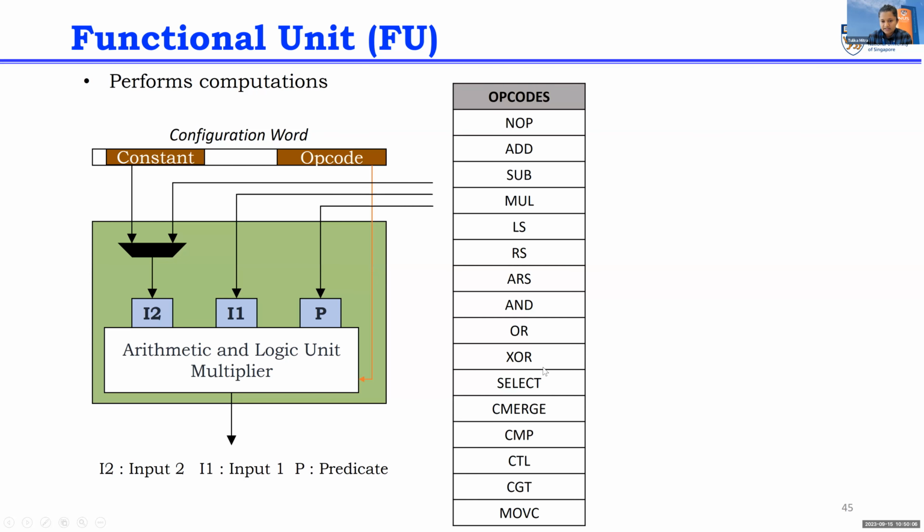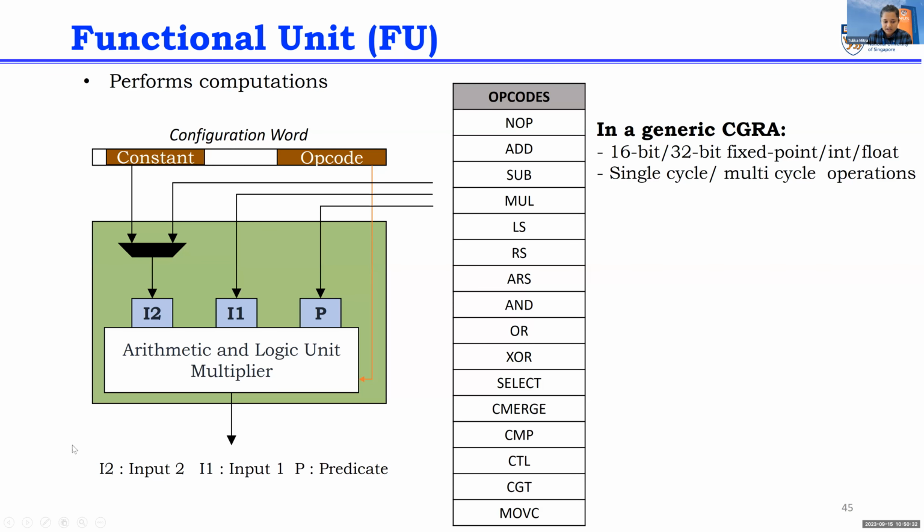The table shows a list of opcodes. It comprises very common opcodes like addition, multiplication, some logic operations, comparators, and all. So various designs have various configurations. They choose to be 16-bit, 32-bit, 64 bits, either fixed point, int, float. So it's all depending on their requirement. And there can be single cycle operations as well as multi-cycle operations. And usually a predicate mechanism will be there to handle any branches.